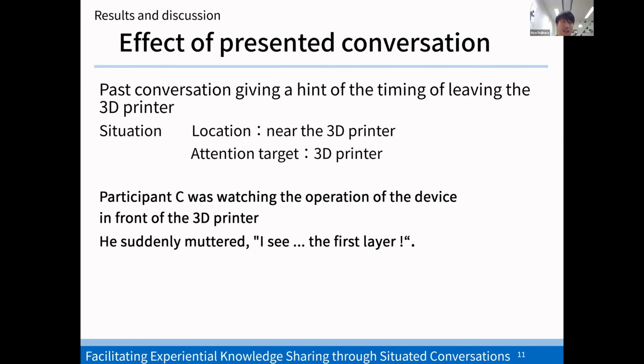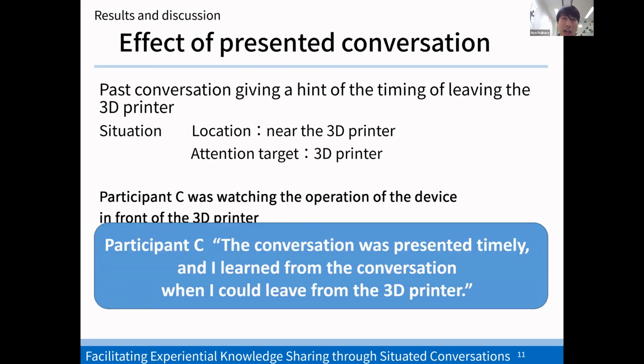This is another example. This is the example of participant C getting knowledge about the timing of leaving the 3D printer from conversation. Participant C was watching the operation of the device in front of the 3D printer. Then he suddenly muttered, "I see, the first layer." We asked participant C what happened after the experiment. Then participant C answered, "The conversation was presented timely, and I learned from the conversation when I could leave the 3D printer." Even though the tasks are different, conversations containing knowledge were shared because the equipment used was the same. Besides, we could share knowledge through conversations using only location and attention target.